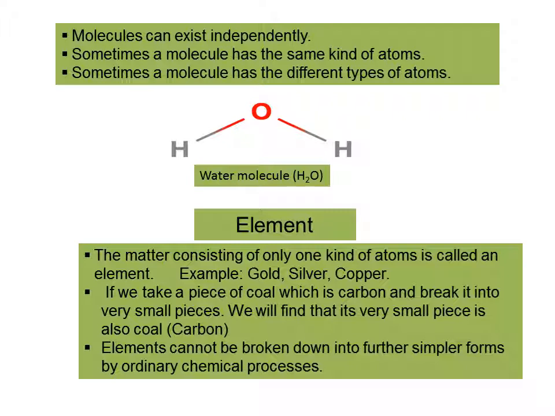The same definition has been given at the end in point number 3. Elements cannot be broken down into further simpler forms by ordinary chemical processes. It means elements may be broken down into simpler substances by various complicated techniques, but in most cases the elements cannot be broken down into further simpler forms by ordinary chemical processes, means by ordinary laboratory methods. The elements cannot be broken down further.